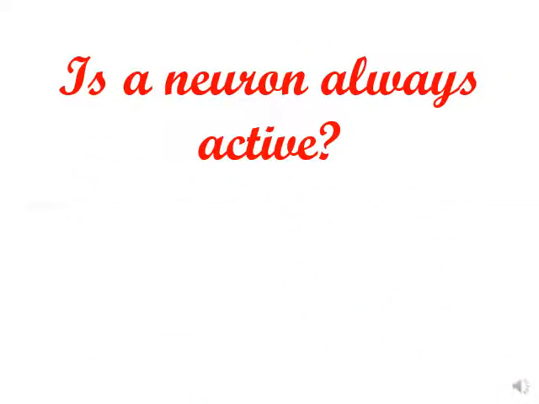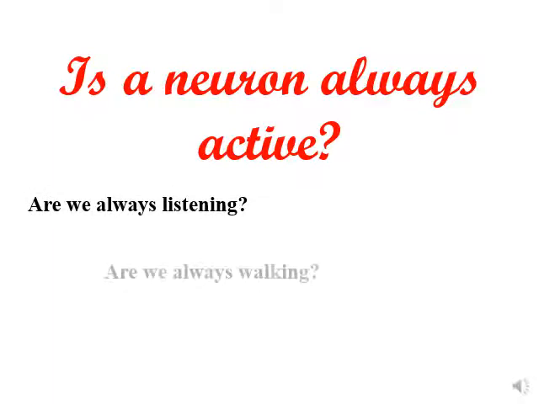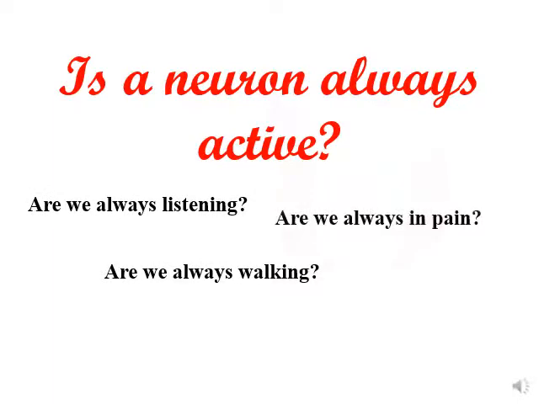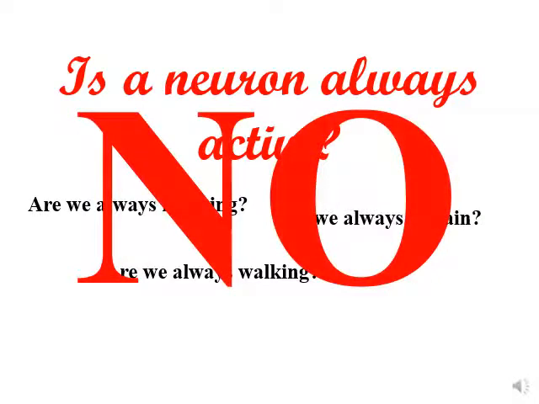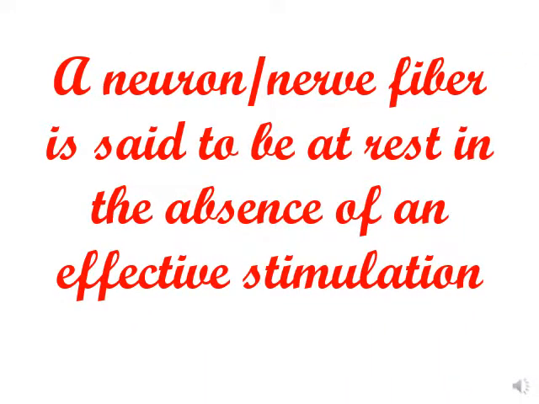Is the neuron always active? Are we always listening? Are we always walking? Are we always talking? Are we always in pain? Sure not. So a neuron and a nerve fiber are said to be at rest in the absence of any stimulation, or in the absence of effective stimulation. And pay attention: effective stimulation. We're going to explain this in the coming parts of our chapter about the nervous system.